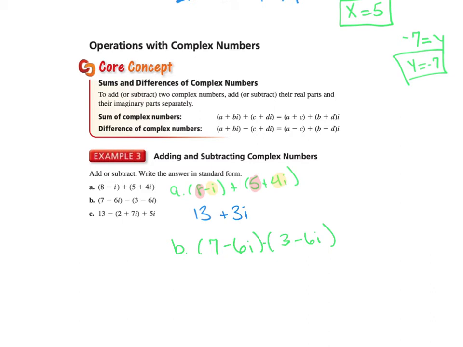Now this one's subtraction. And we have a subtraction in the middle of a set of parentheses, so it means we have to distribute the subtraction. So we have 7 minus 6i minus 3 plus 6i. Add like terms. So our real part is the 7 and the negative 3. 7 plus negative 3 is positive 4. Then we're going to add our imaginary parts. Negative 6i plus 6i is actually 0. So there's no more i values. So the imaginary parts are gone. So we just have the answer of 4. That happens sometimes.